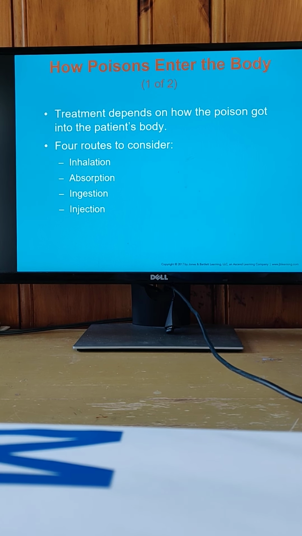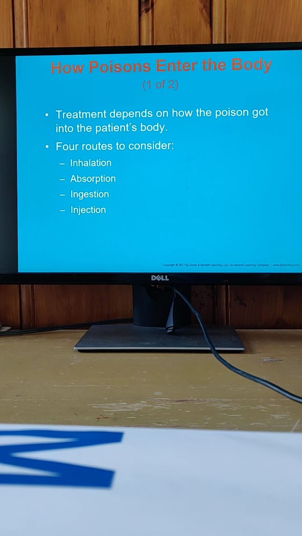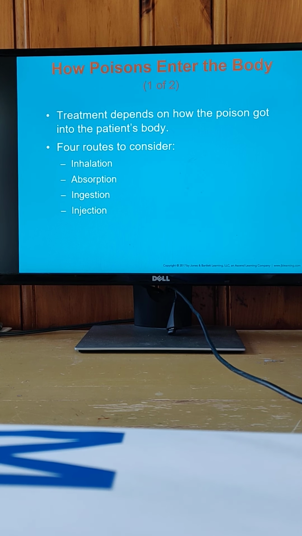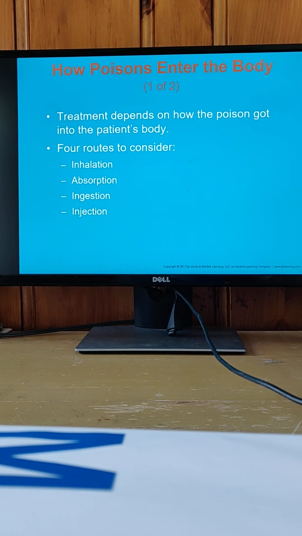Absorption has to get through the 3 layers of skin. Okay, so the absorption rate is much slower, but it is still absorbed. However, if you have a larger area of skin that has a poison on it compared to a small portion, even though the absorption is slow, the body would still be absorbing a great deal of it because it's over a wide area of the skin. And the last one is ingestion. We take it in through the mouth. So we have inhalation, absorption, ingestion, and injection. Great test question, people. Great test question.